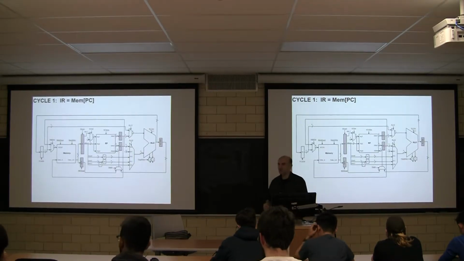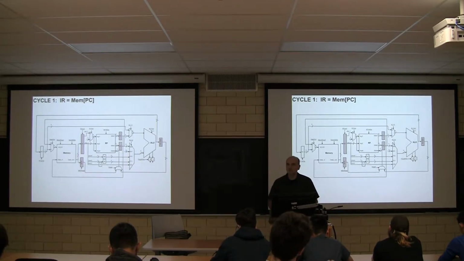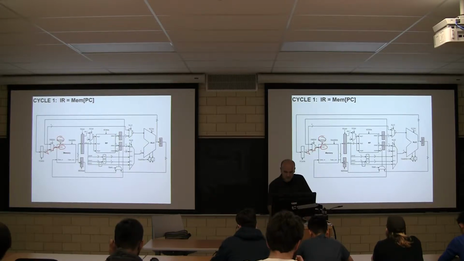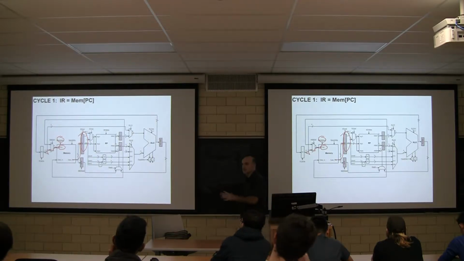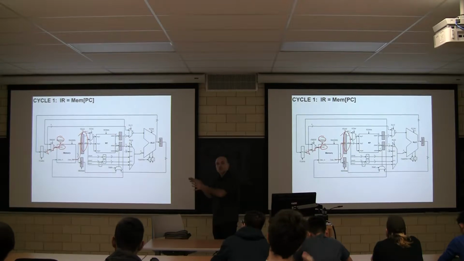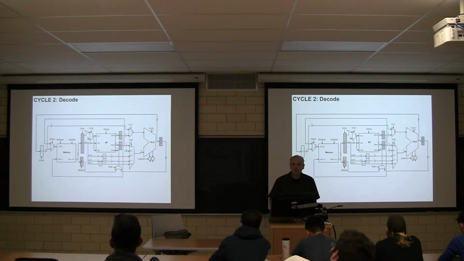Okay, cycle 1. Let's see how we can read something from memory. We take the PC through this path, and it becomes an address. We go to memory, and we say memory read, and then we load into IR. Everybody can see that the data path can do this. Again, we're talking about the data path now. The control will have to tell the data path, do this. Cycle 1. Cycle 2, decode.